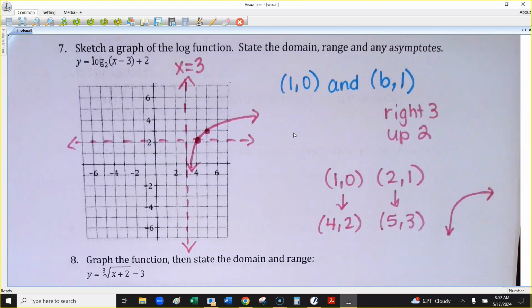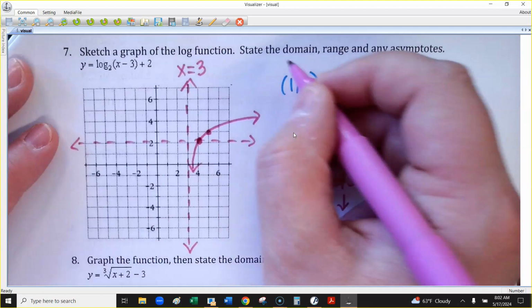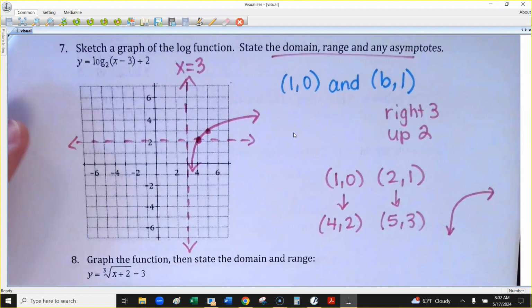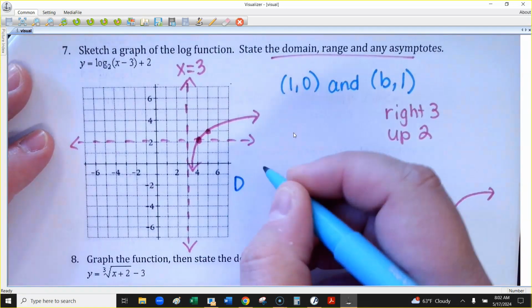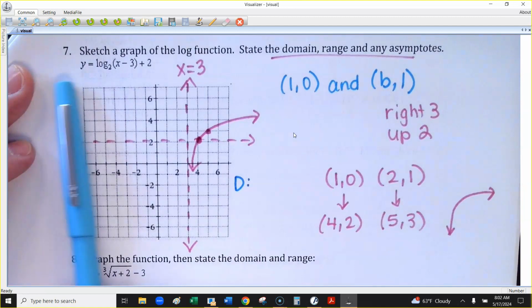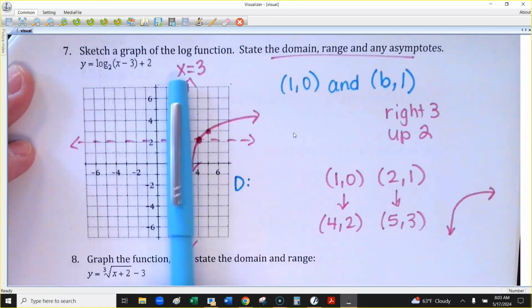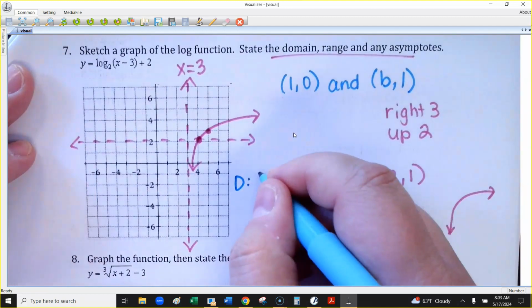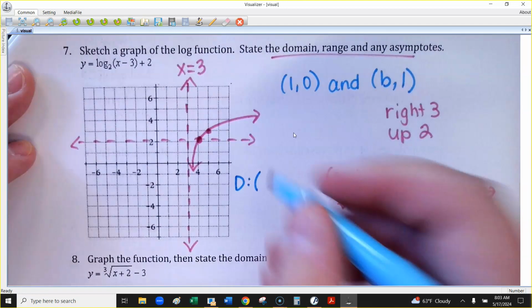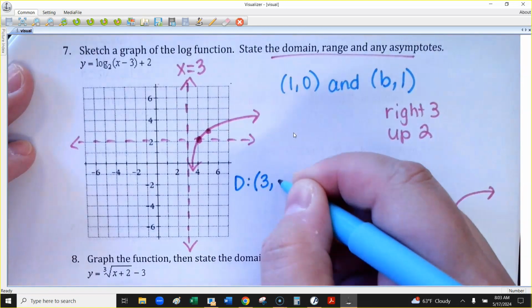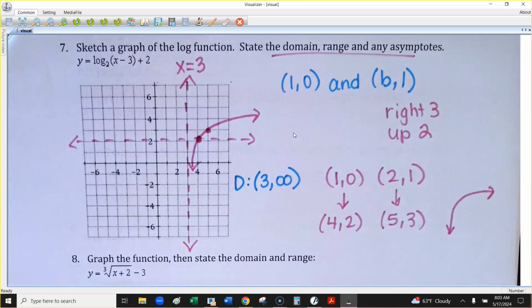Because if I plugged in like 2 for x, that would cause us to take a log of a negative number, so that's not defined. All right, so let me write down these guys here for you too. Now your domain, you cannot take the log of a negative number, so we're not touching any part of this graph until we get on the right side of that 3. So you don't actually touch 3, because if we plugged in 3, we'd take the log of a negative number. So they're going to use a parenthesis there. So it just goes 3 to infinity.